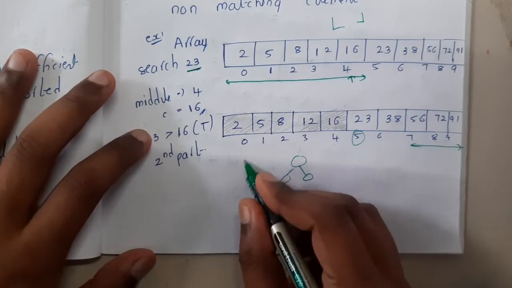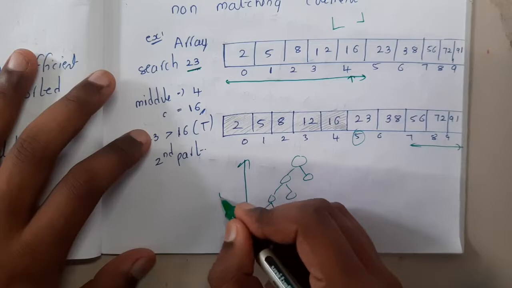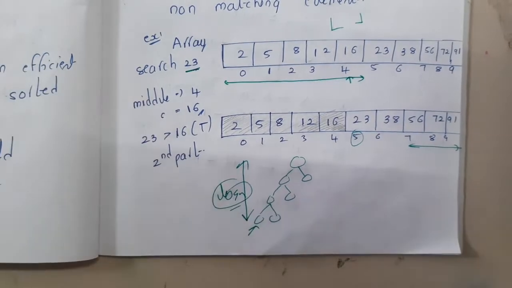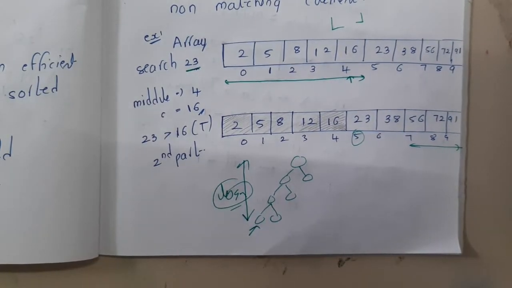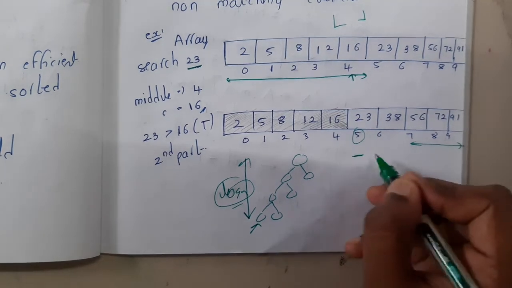So in that way, what will be the time complexity of this, guys? It will be log n, right? So simply it will be log n. That's it. So that is the concept of a binary search. So that is the main reason why we use sorted arrays.